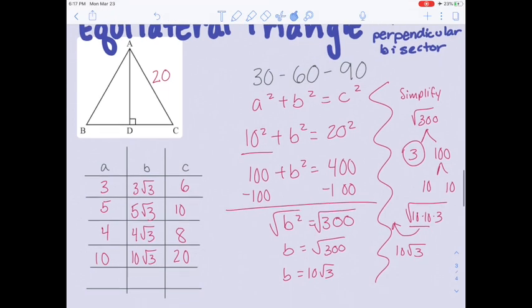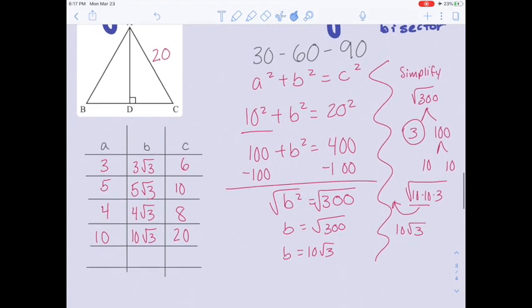So, in these 30-60-90 triangles, let's say we're given a value of A that is x. What is the value of B going to be? Good, it's going to be x square root of 3. And what is the value of C going to be? It's going to be 2x.